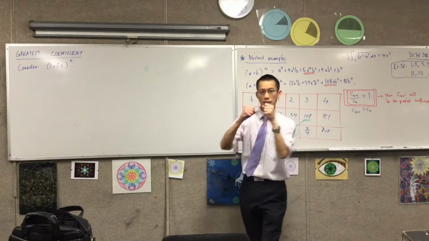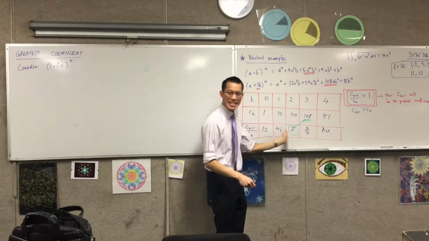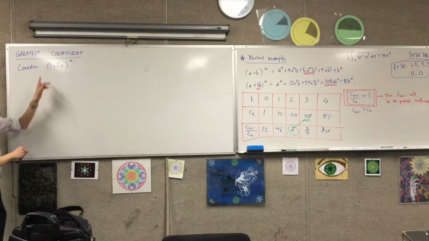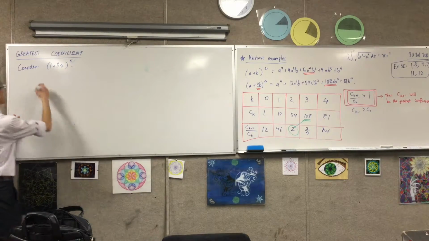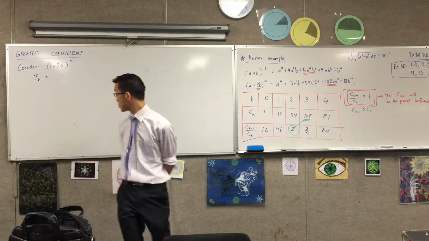In order to get to what the greatest coefficient is, I need to know what the coefficients are, I need to get to that ratio, and I want to find for which terms that ratio is continually getting bigger, okay? So to start with, let's think about what the terms are, and then let's pull out the coefficient, okay? So for example, what is the kth term of this particular thing?